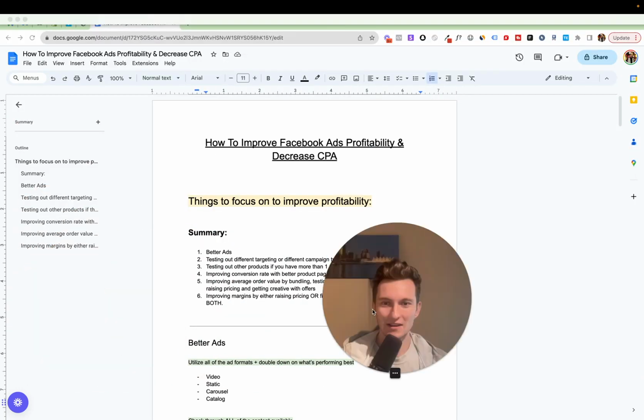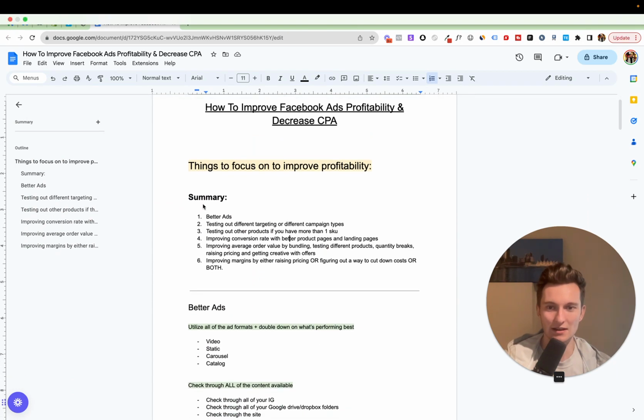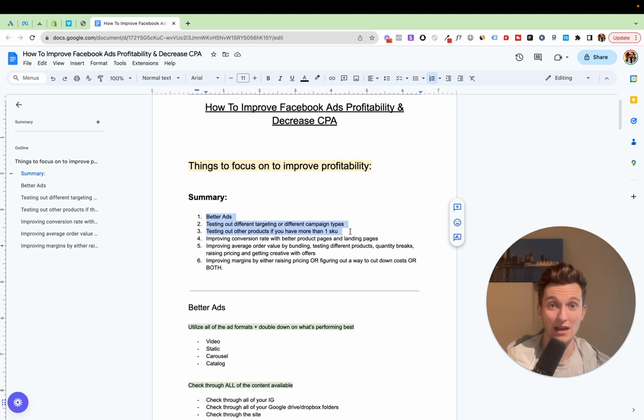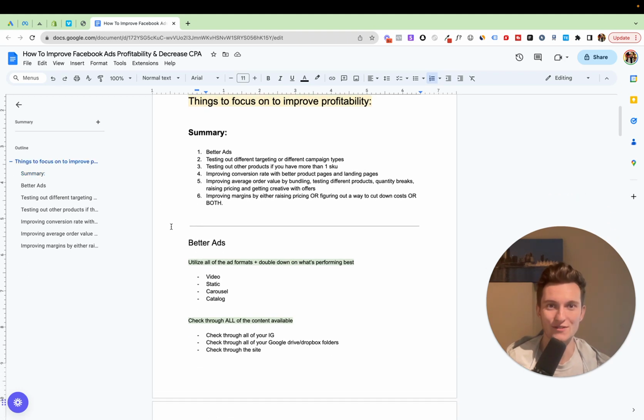But without further ado, let's get straight into it. So what we're going to be covering is the 6 main ways that I see that cover everything in terms of how to improve your profitability. The first 3 are regarding the advertising: better ads, better targeting or different campaign types, and testing out other products. Then 4 and 5 are mainly around the site and improving your average order value and conversion rate. And then number 6 is improving your margins. So let's get into it.